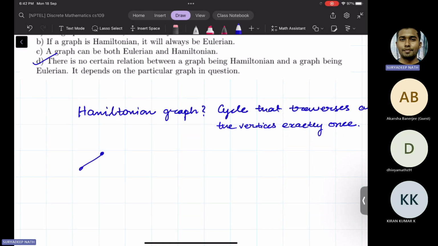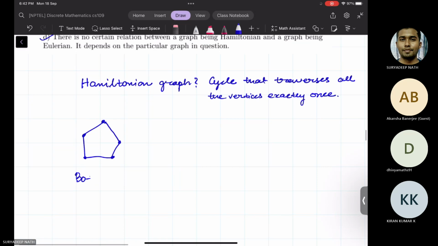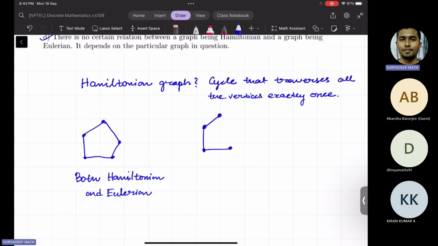If you take this cycle, this is both Hamiltonian and Eulerian. You can traverse all the edges once, and you can traverse all the vertices once. But if I just put one edge in between, if I put this edge, this is still Hamiltonian.